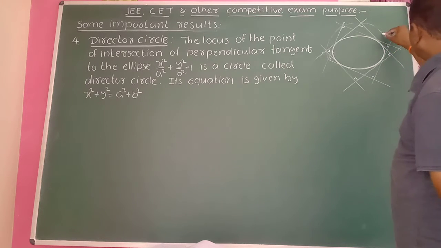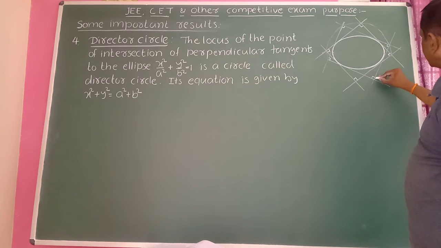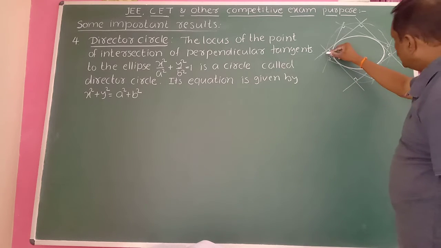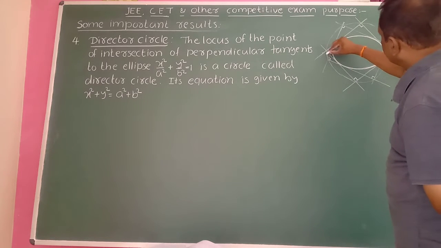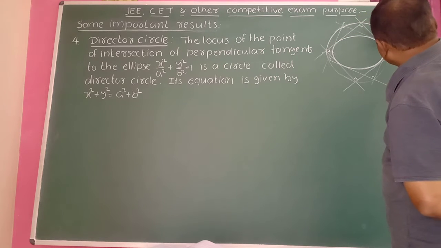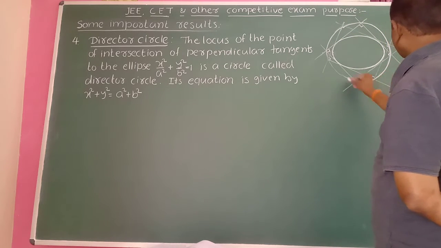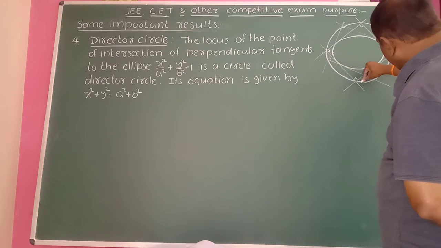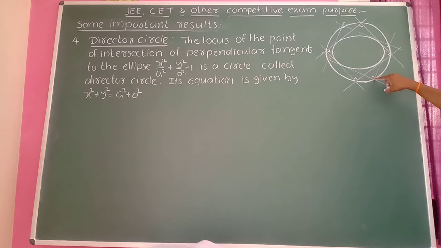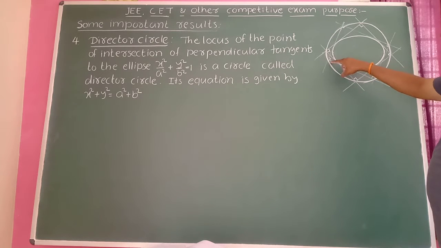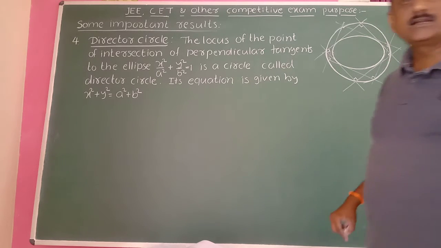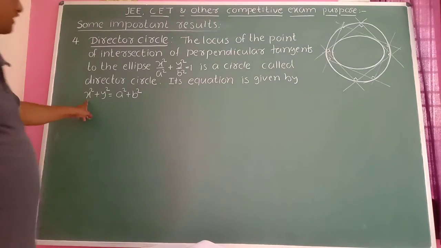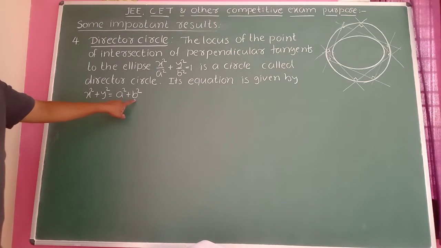Like this. This is a point of intersection of perpendicular tangents, and you will get one curve. That curve itself is the circle. This is a perpendicular tangent, perpendicular tangent, perpendicular tangent. Therefore, all these points of intersection of perpendicular tangents lie on this circle. This circle itself is called the director circle. Its equation is x² + y² = a² + b².